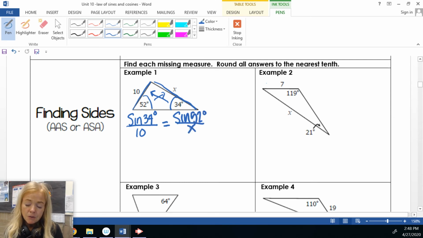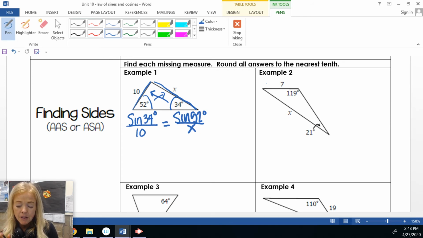Okay, so just take a look, make sure that everything is set up correctly. You have the sine of the angle over the opposite side, and you have all your measures except one so that you can actually find the one you're missing, and then you just cross multiply and solve.